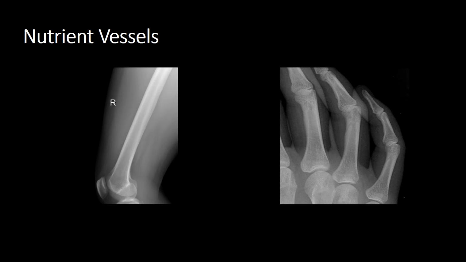Nutrient vessels are demonstrated in miniature long bones and long bones. They must not be misconstrued as a fracture. So, how can we tell the difference between a nutrient vessel and an undisplaced oblique fracture? Well, nutrient vessels have a smooth course. They have a slightly sclerotic margin. If you see slight sclerosis to the vessel that's communicating with the medullary cavity.